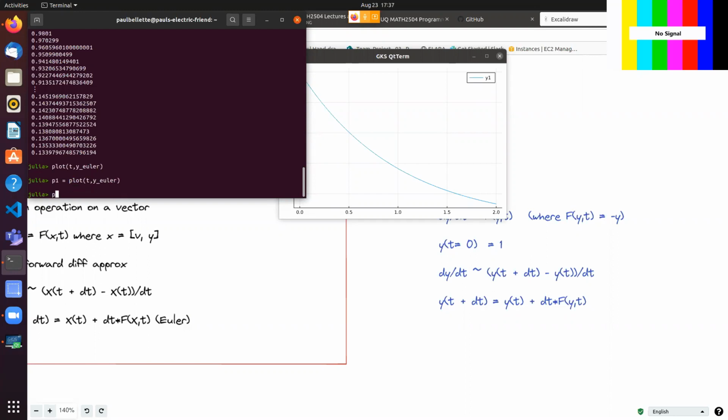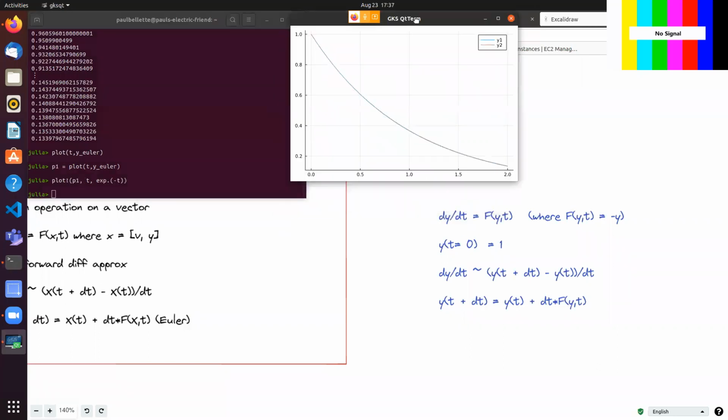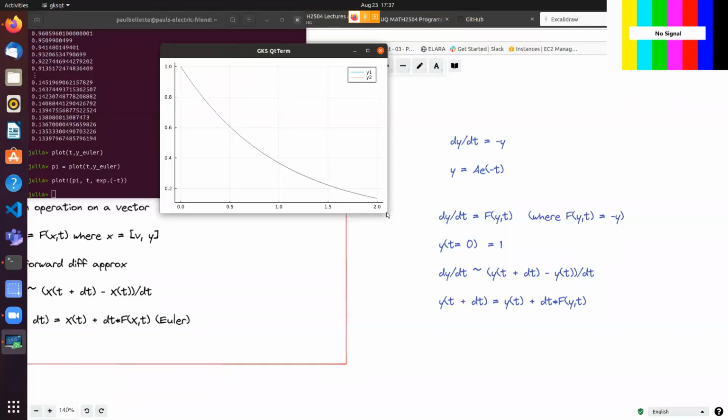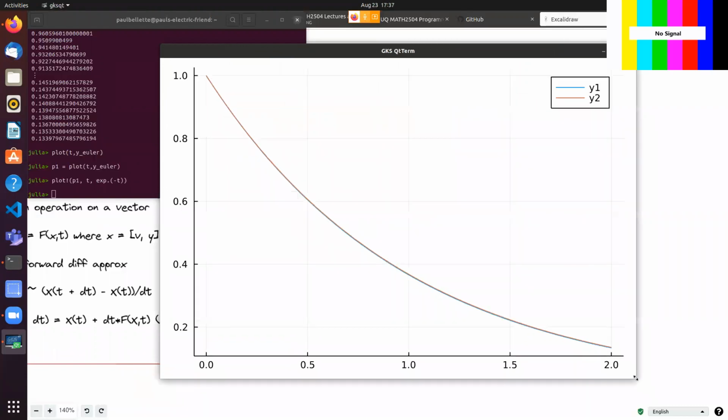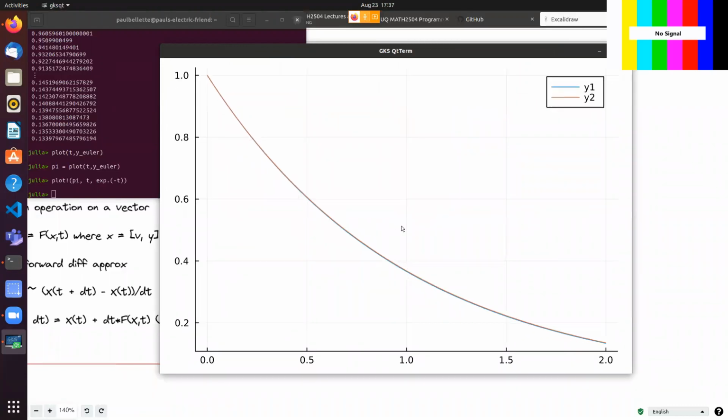Okay, and then we'll probably want to do, so I'm going to plot on the same, so you do plot with an exclamation mark to plot another thing on the same plot. We can do this x of minus t. So broadcasting over t, and that looks pretty good. So that's basically how Euler's method works. So superficially, that looks good.